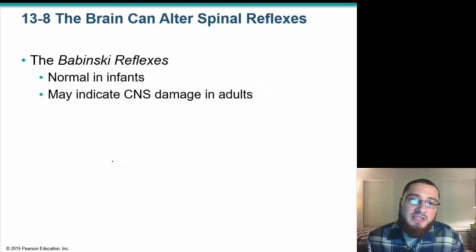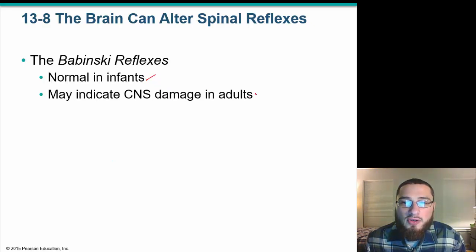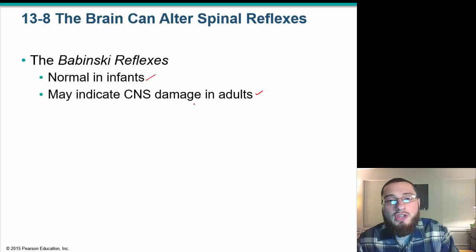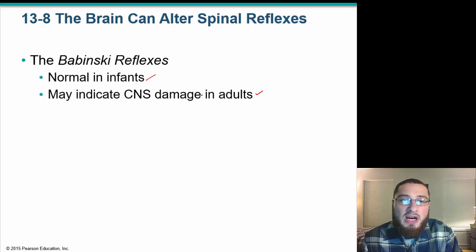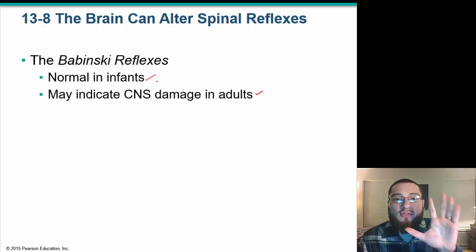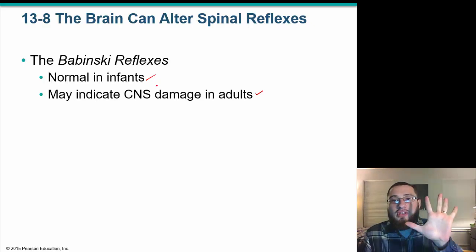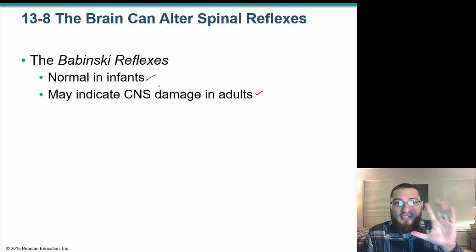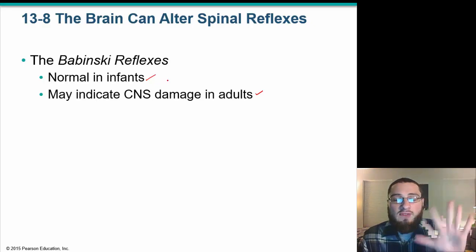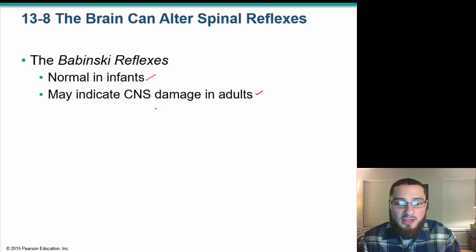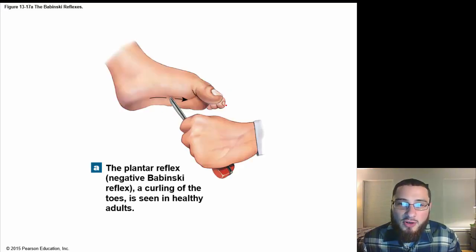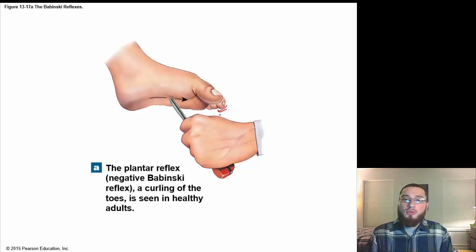You have a Babinski reflex, which we talk about as being normal in infants, and it is abnormal in adults. So when we run something along the bottom of your foot, typically your toes are going to go down, and in infants we see that the toes actually go up and they spread out. So that's normal in an infant, if they were to go up and spread out, but it's abnormal in an adult. So we see that your toes are going to curl. That's perfectly normal.